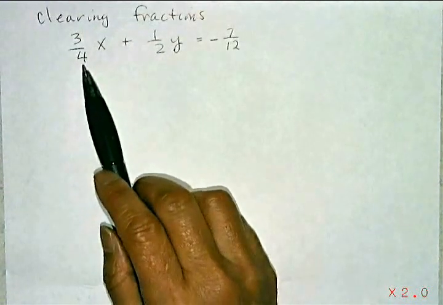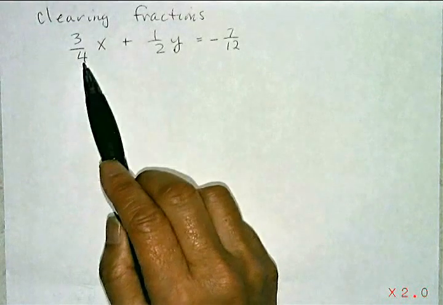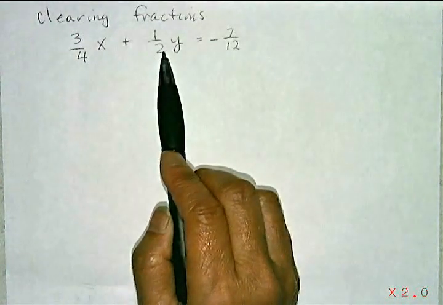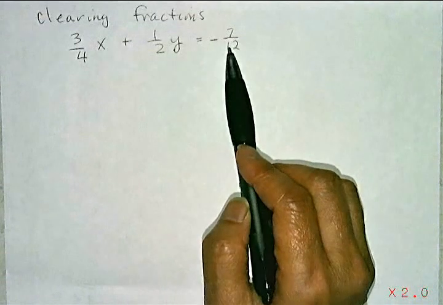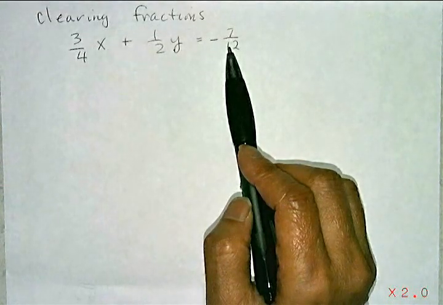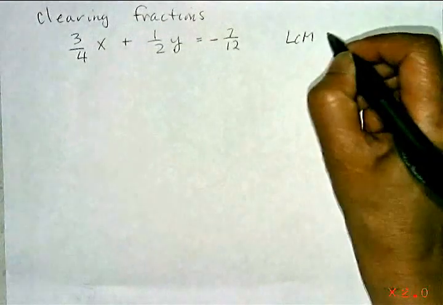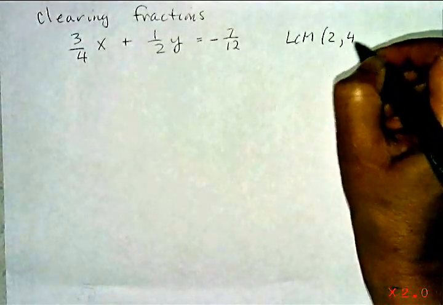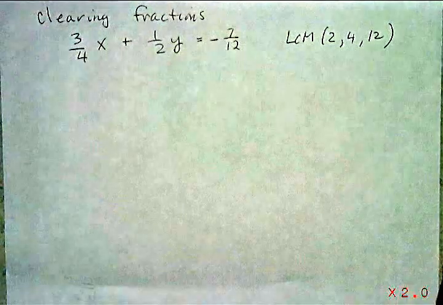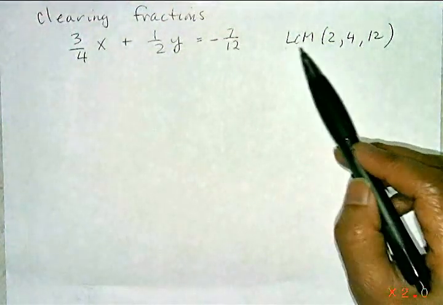Don't forget that this means divide by 4: 3x divided by 4, 1y divided by 2, and negative 7 divided by 12. Okay, what we're going to do is clear the fractions by multiplying every part by the lowest common multiple. So the lowest common multiple of 2, 4, and 12 is the smallest number that 12, 4, and 2 will divide into.